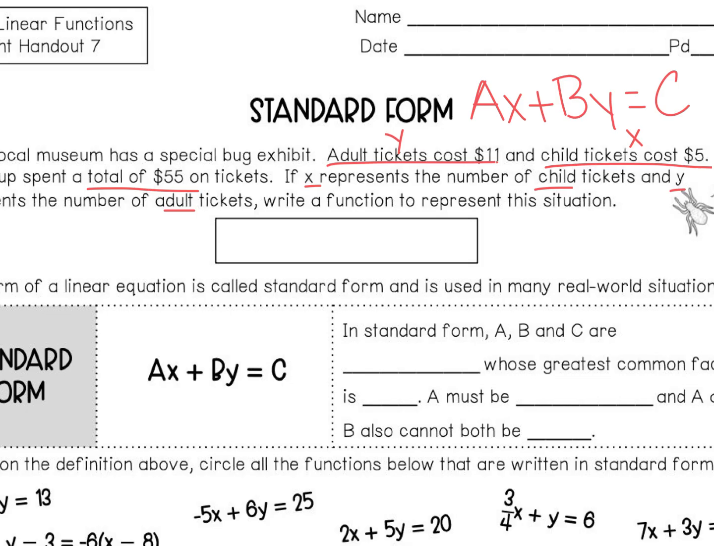So tell me about the child tickets. How would we represent the child tickets? 5X, very nice. And what about the adult tickets? And 11Y. And it's going to be a plus because total means we're adding. And how much money did we spend? 55. So standard form is going to be very real world. Like those word problems are actually going to make sense. And you're like, oh, I could see that actually happening.